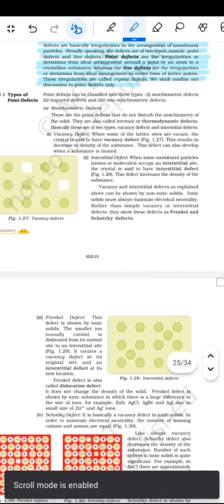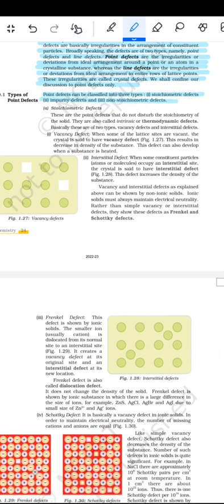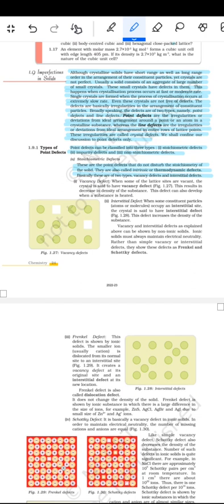Types of point defects. So point defects can be classified into 3 types: stoichiometric defects, impurity defects, and non-stoichiometric defects. Stoichiometric defect आता है कि these are the point defects that do not disturb the stoichiometry of the solid. They are also called intrinsic or thermodynamic defects. Basically, these are of 2 types: vacancy defects and interstitial defects. अगला point defect है stoichiometric defect में vacancy defect.